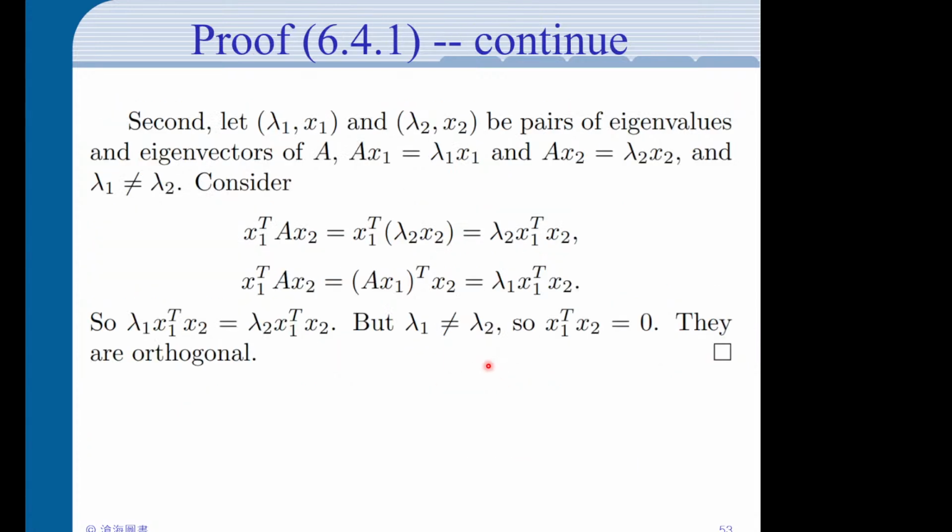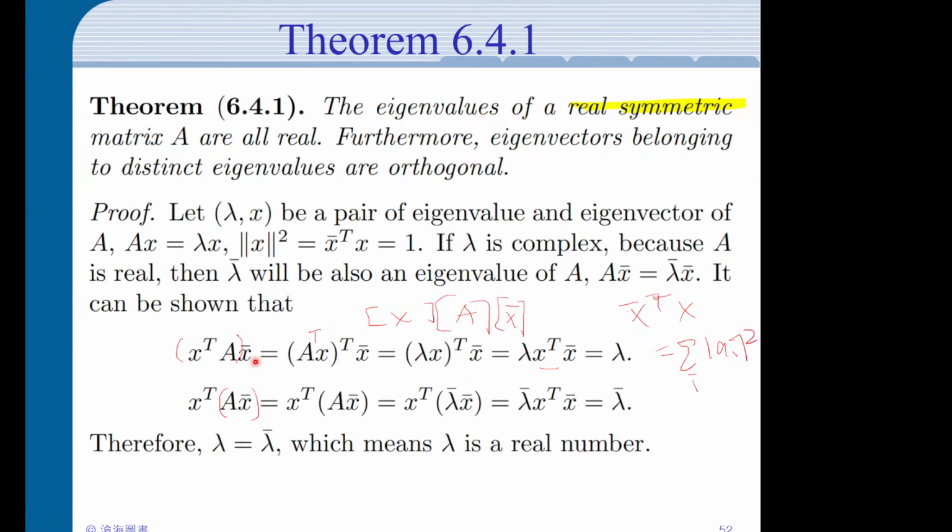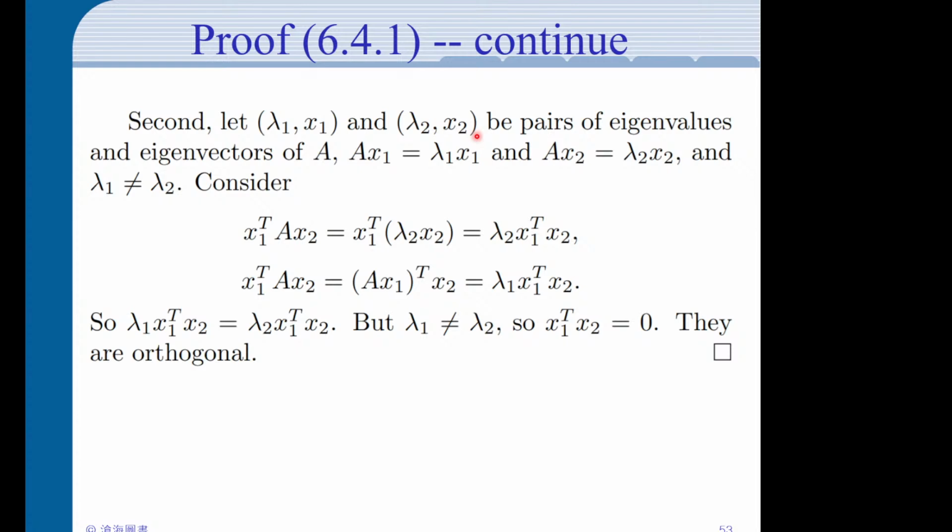Now if you have different eigenvalues, lambda 1 and lambda 2, with corresponding eigenvectors x1 and x2, then we can show that the inner product of x1 and x2 is 0. You do similar things: you sandwich A between x1 and x2, apply A on x1 and apply A on x2, and you will get two different expressions that are going to be the same.